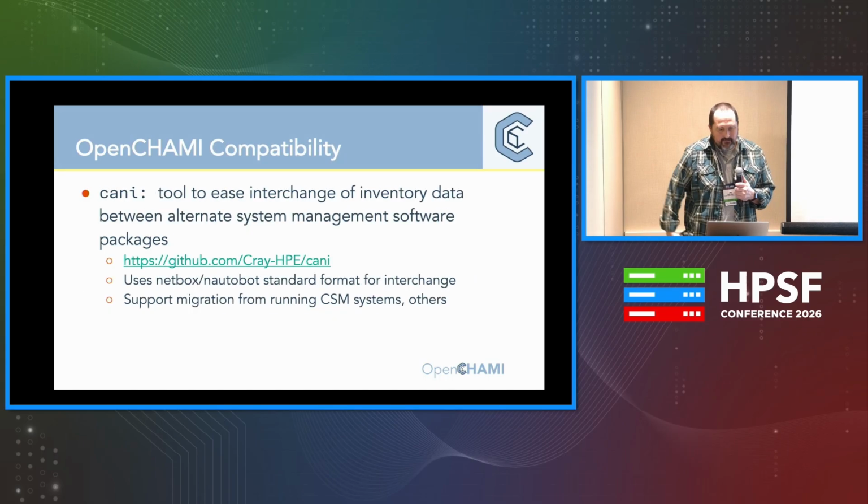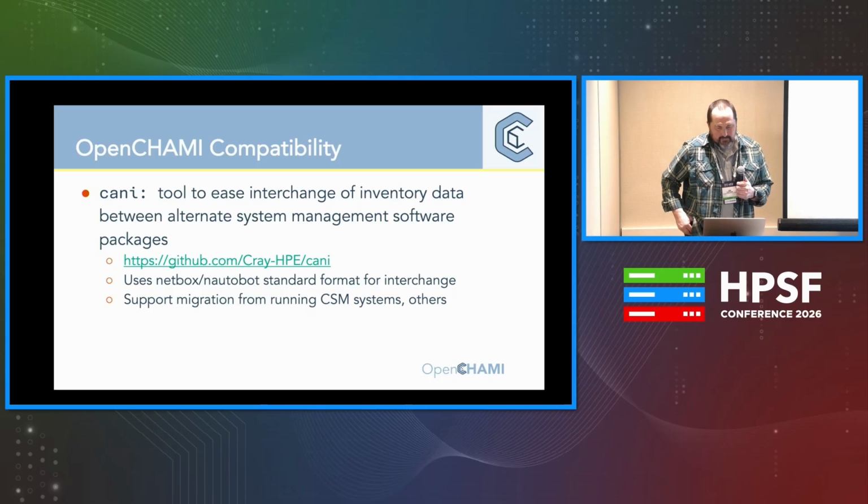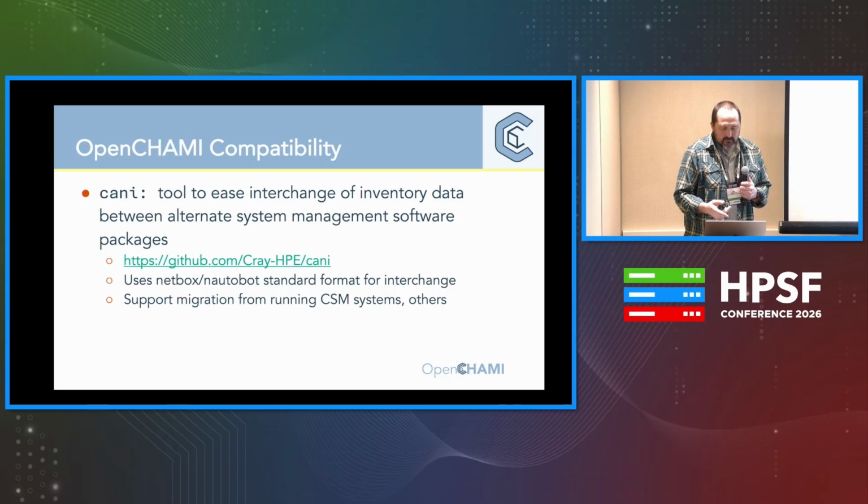We're working toward compatibility. Some people have used CSM in the past and want to move to OpenCHAMI. We want to help make that as easy as possible. Alex talked about the EX Bootstrap. There's a tool that we've developed, which is open source, available from the Cray HPE GitHub site called CanI, and it seeks to ease the interchange of inventory data between alternate system management software packages using a standard format for that interchange that is shared by Netbox, not a bot.